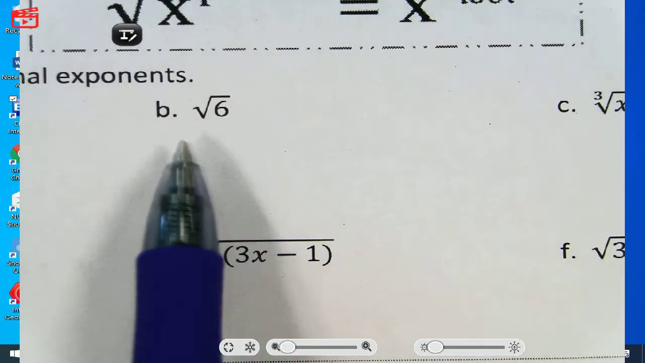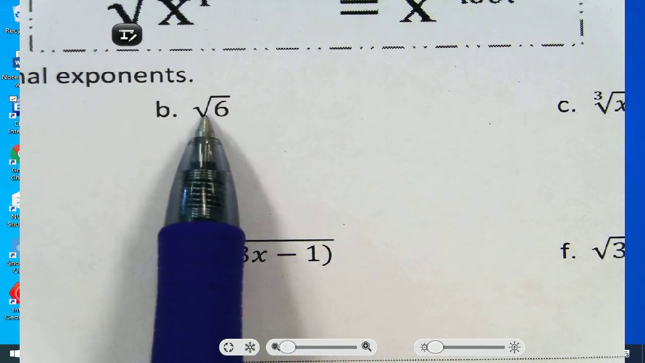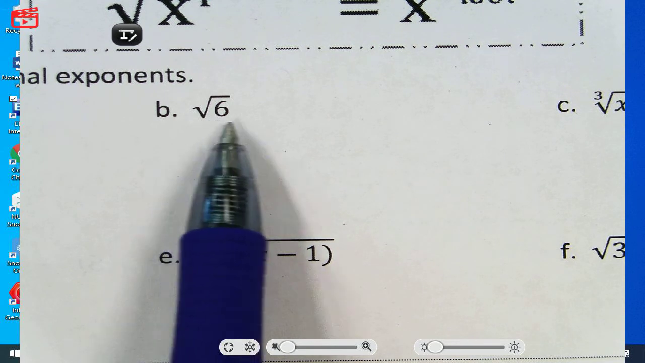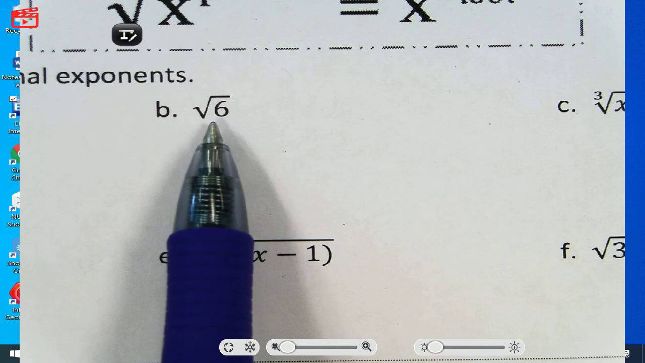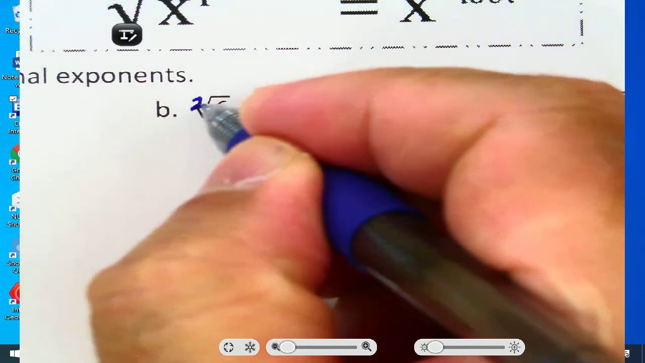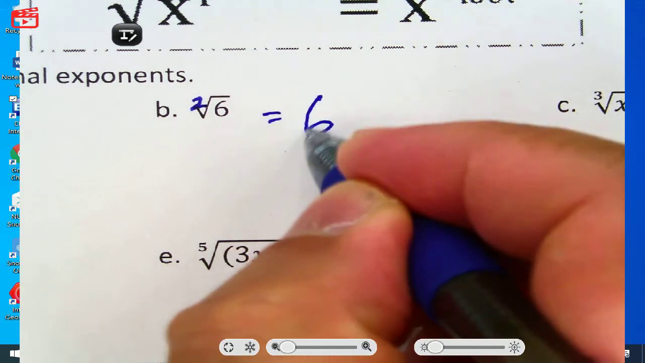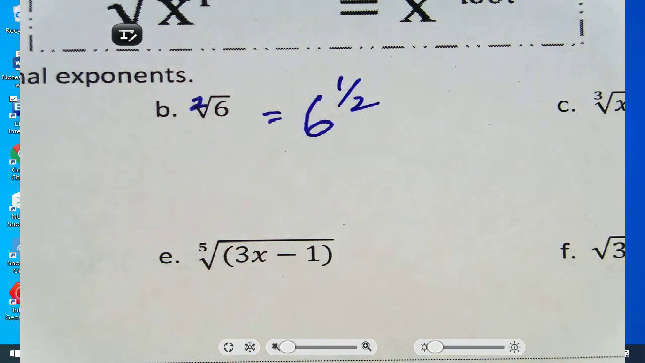So here, the weird part is, usually in math, if you don't see a number, you assume it's either a 1 or it's a 0. This is the one place you assume the number is a 2. That's what square root is, right? So what you're going to do is write that as 6 to the 1/2. And that's the answer to B. So all we're doing is rewriting.